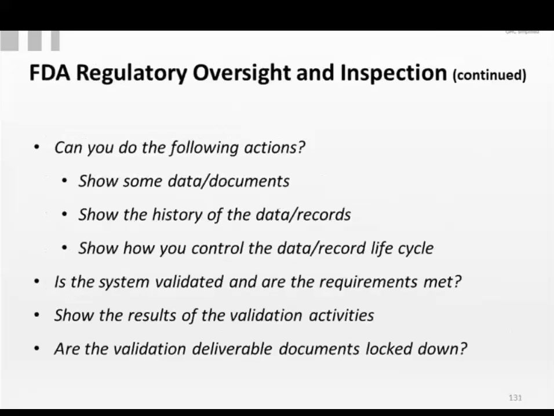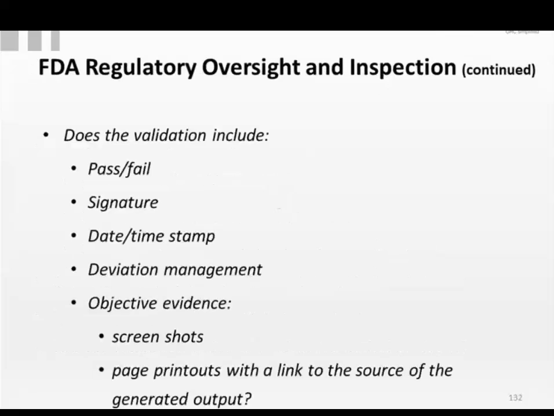They'll ask you to show some data and documents, show the history of them, show how you control their life cycle, show that the system is validated, the requirements are met. That's through your requirements traceability matrix, or RTM. Show the results of all your validation activities, your IQ, OQ, and PQ test results. Make sure that all your validation deliverable documents are locked down. Make sure your validation includes pass-fail, signature, date, time stamp, and you manage any deviation. Use objective evidence, screenshots, page printouts.